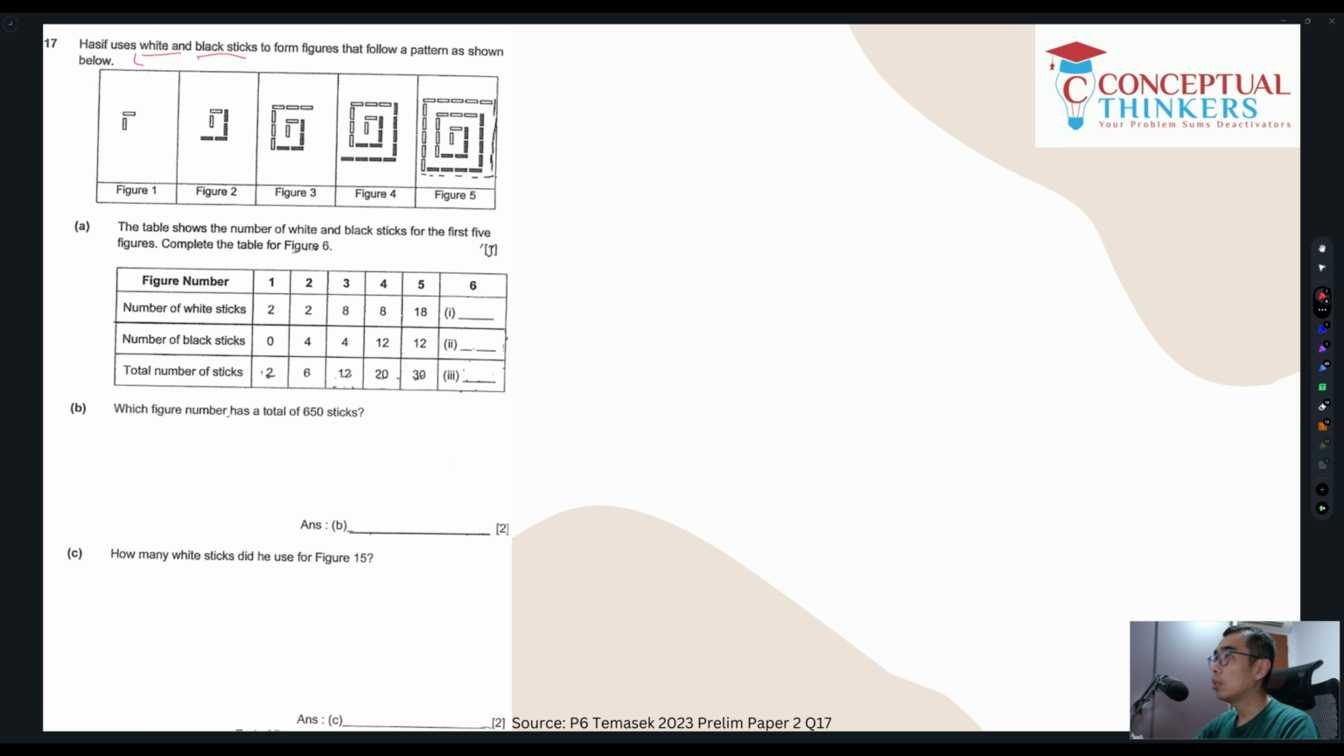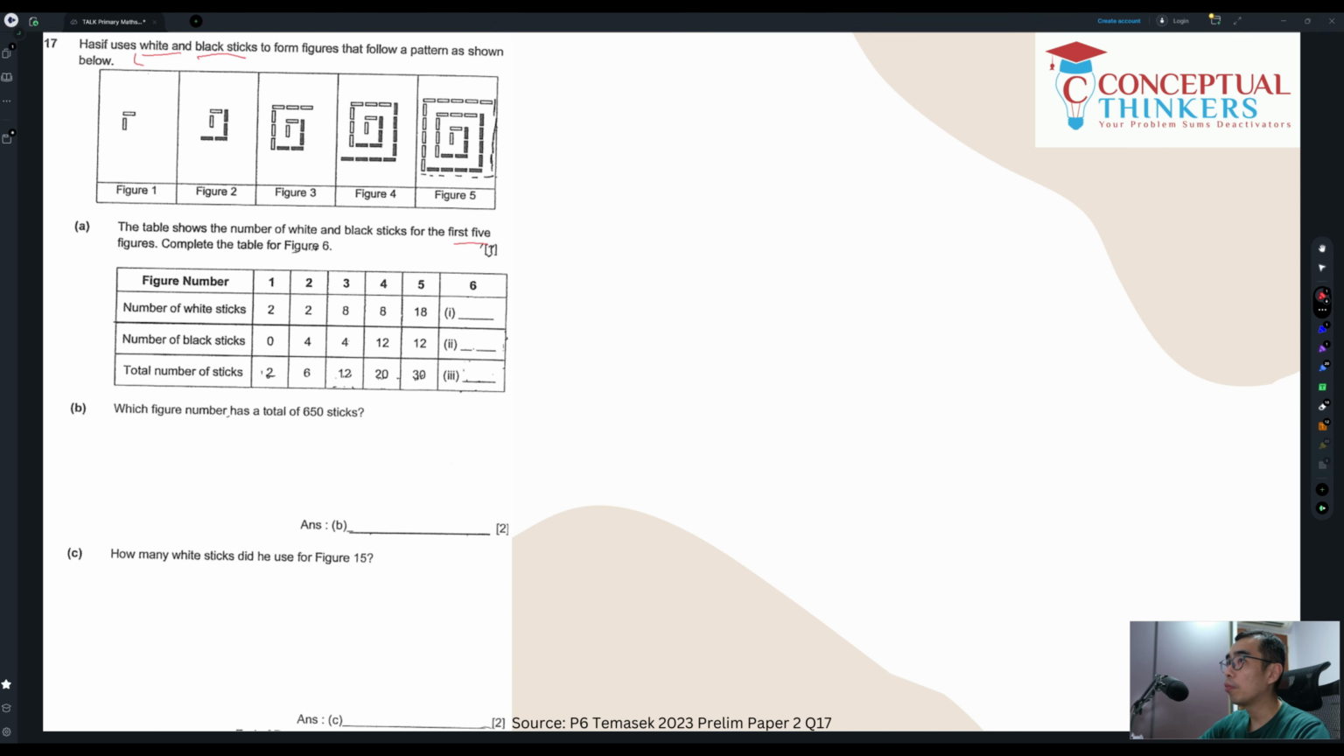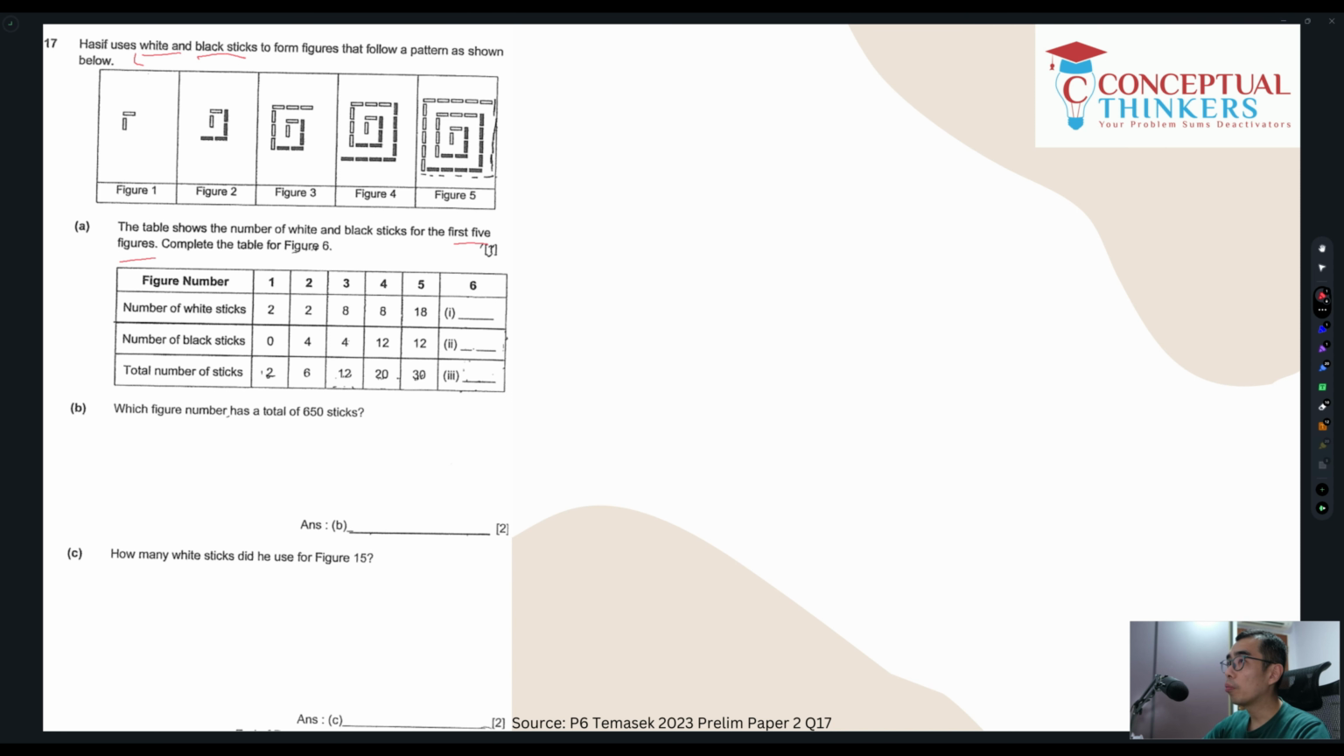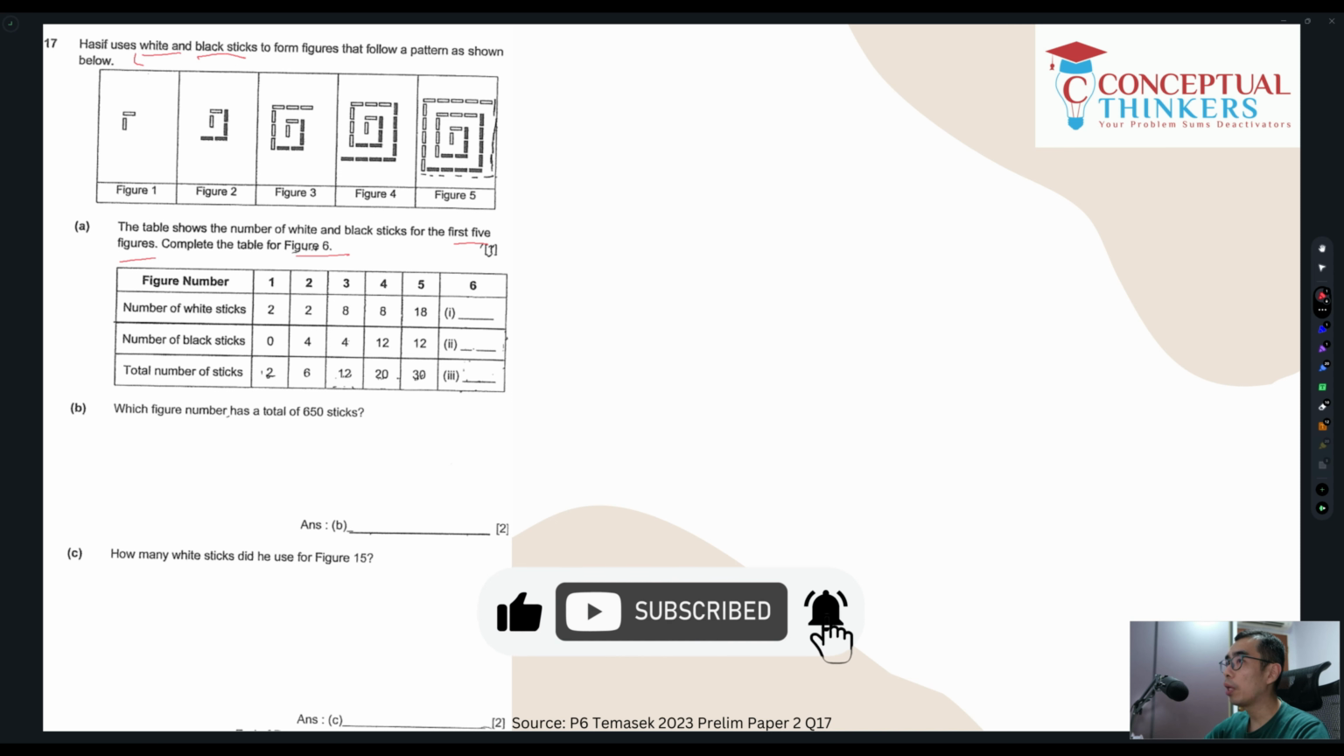Now the good thing is they actually provide a table. So the table shows the number of white and black sticks for the first 5 figures. So we need to complete the table for figure 6. So we have the number of white sticks. So we have figure 1, 2, 3, 4, and 5, then 6. Then we have to fill up the information here. So the second row will be for the black sticks, and the third row will be the total number of sticks.